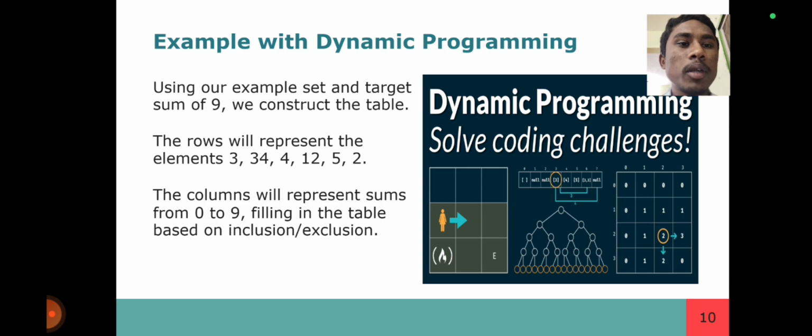Here the rows will represent the elements 3, 34, 4, 12, 5, 2, and the columns will represent sums from 0 to 9, filling in the table based on inclusion or exclusion. Inclusion means we include the element, and exclusion means we do not include that element, as in the state space tree.